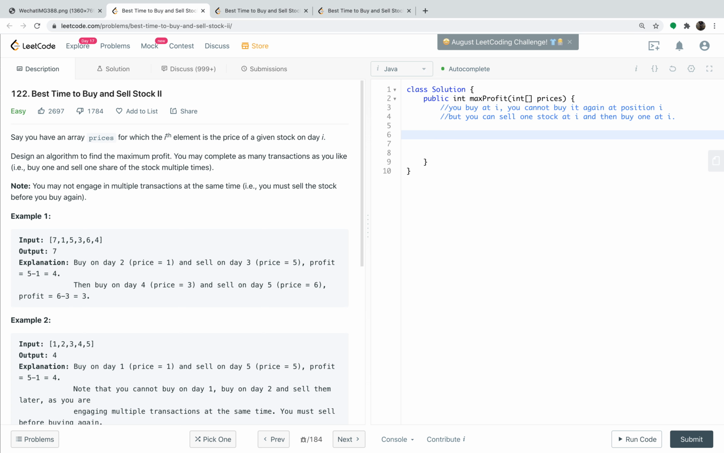So let's see the example. You are given an array prices 7, 1, 5, 3, 6, 4. So in this case you can buy at day 2, which is at the price 1, and sell on day 3, you get a profit 4, and then buy on day 4 and sell on day 5, then you get profit 3. Then finally you totally get profit 7. So our goal of this question is to find what's the maximum number of profits after we do at most two transactions.